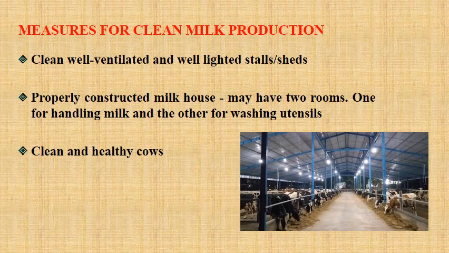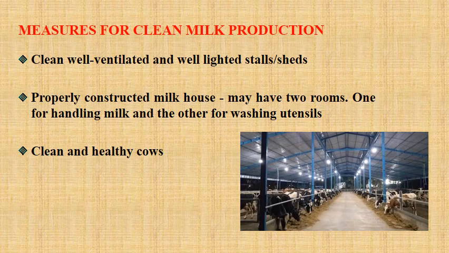Now we will discuss a little more detail about the measures for clean milk production. Firstly, clean, well ventilated and well lighted stalls or sheds. So the cow shed or the milking shed should be very clean and well ventilated. There should not be any congestion, and if there is any dirty accumulation, then that will have a bad odor which will be absorbed in the milk. A properly constructed milk house may have two rooms, one for handling milk and the other for washing utensils. So for handling the milk it should be a separate room, and for washing the utensils it should be a separate room.